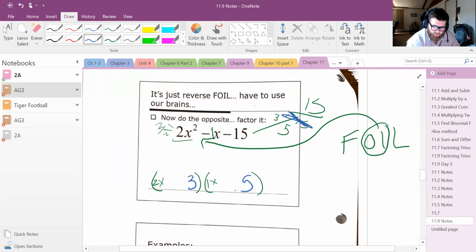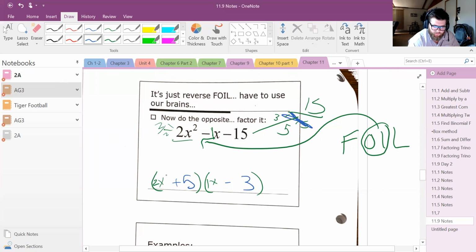All right, so 2 times negative 5 is going to be negative 10x. Plus 3x is going to give you negative 7x. Is that negative 1? No, it's not. So let's flip them around. What about 5 here and 3 here?